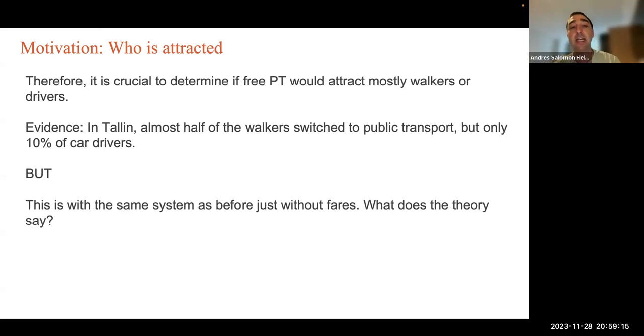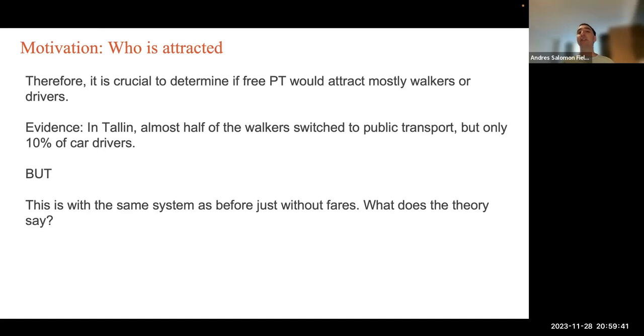And actually, the evidence shows that almost half of the walkers switched to public transport and only 10% of car drivers. Please note that these are relative numbers. If we used absolute numbers, then they are very similar, walkers and drivers. But still, these numbers don't seem like good news. However, basically, this is the same system, but without fares.